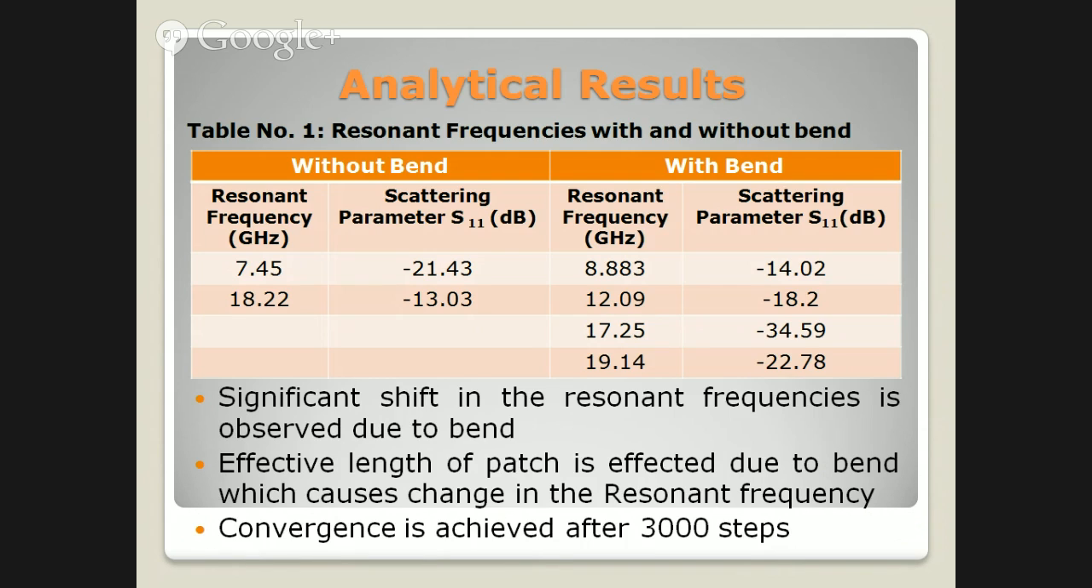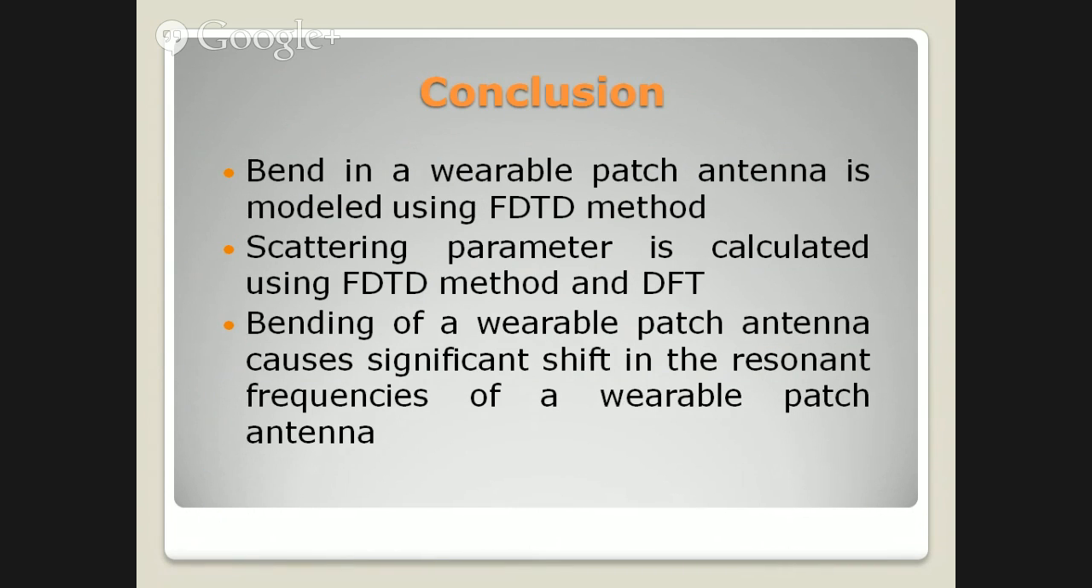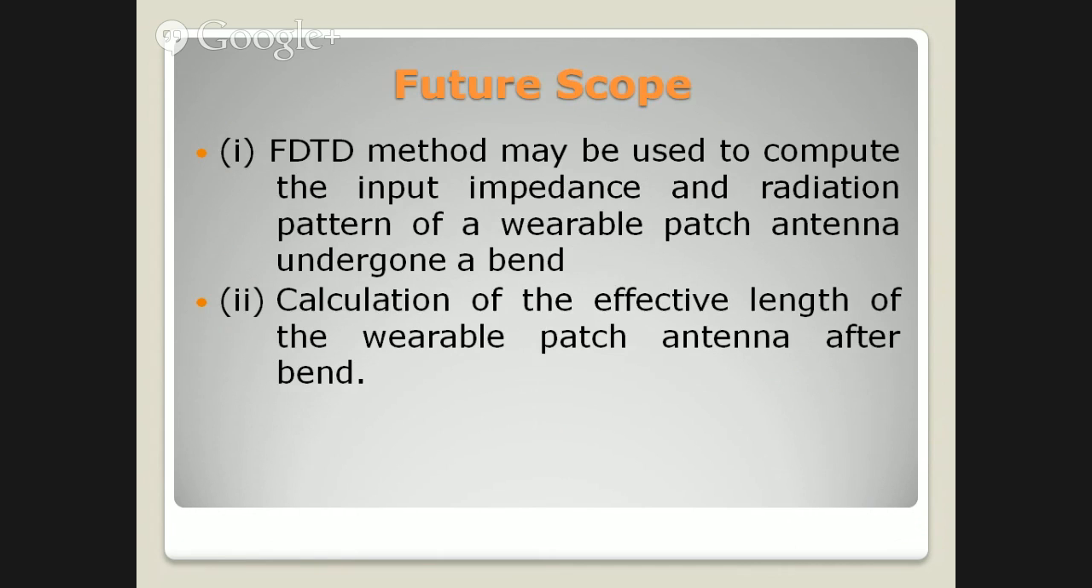steps. The conclusion is that we have modeled the bend in a variable patch antenna using the FDTD method, and scattering parameters are calculated using FDTD and DFT. And the bending of the variable patch antenna causes a significant shift in the resonance frequency. In future scope, one can go for the calculation of the radiation pattern and the input impedance in case of bend, and you can also calculate the effective length of the variable patch.